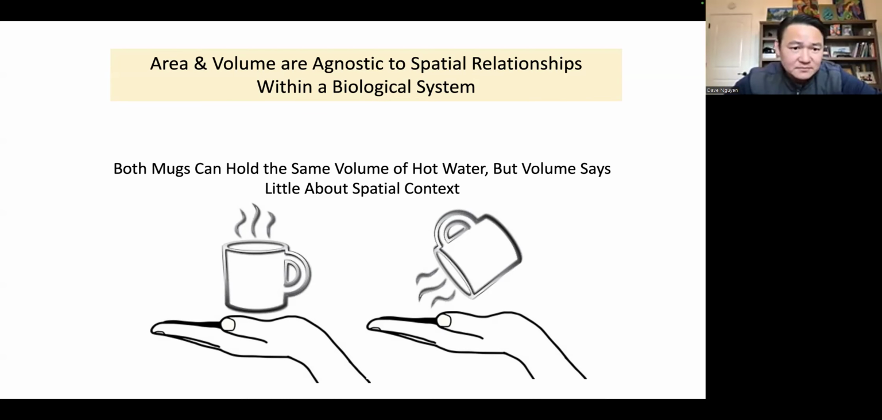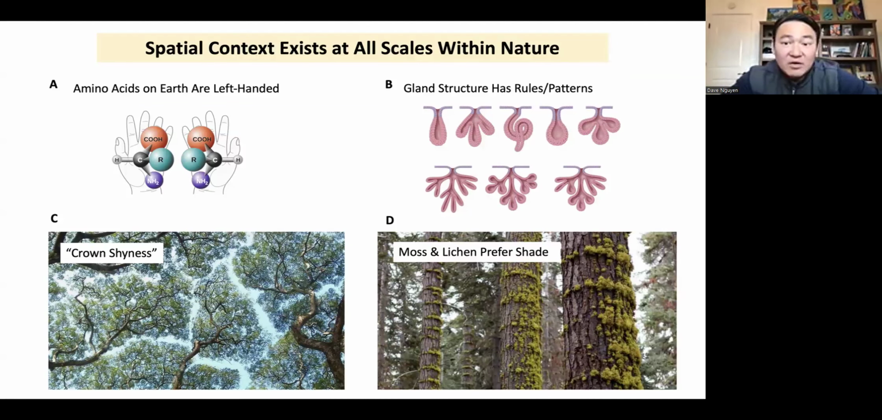It turns out spatial context is important at all scales within nature. In panel A, even amino acids, on Earth at least, have to be left-handed in order to be integrated into proteins. In panel B, you see that even at the tissue level, glands follow a certain recurring pattern of structure. When they invade into each other, we call that cancer. And even at the ecology level, there's a phenomenon known as crown shyness in panel C, such that trees will not touch each other. So you cannot fully understand the growth pattern of one tree unless you understand where its neighbors are.